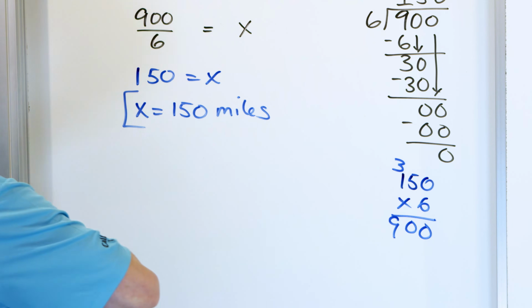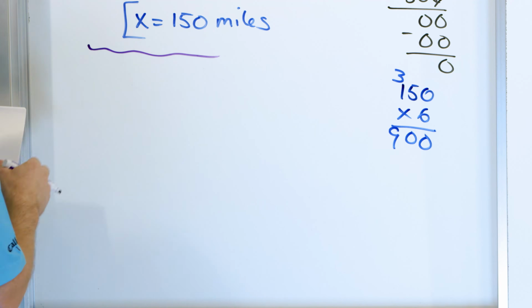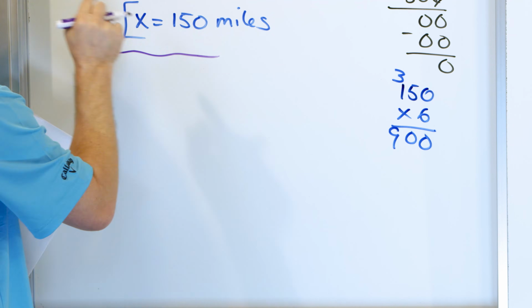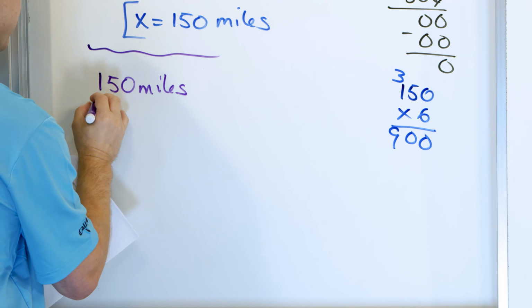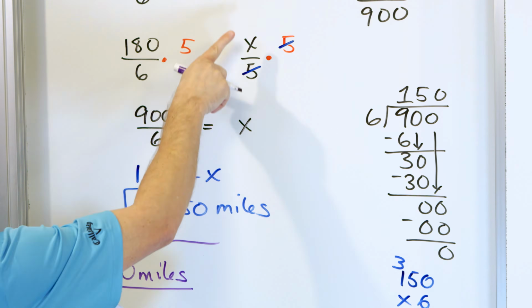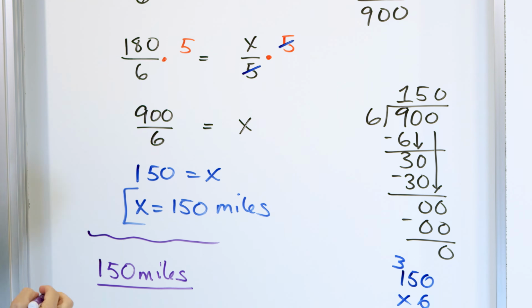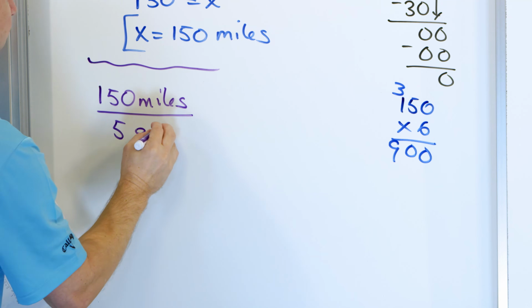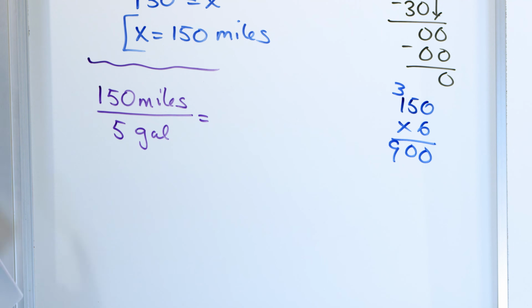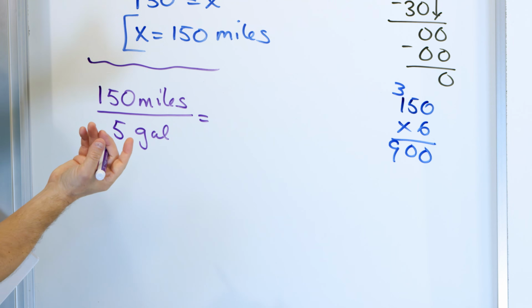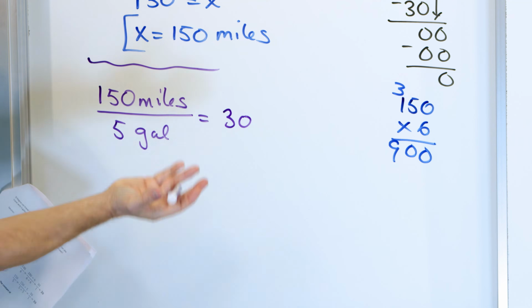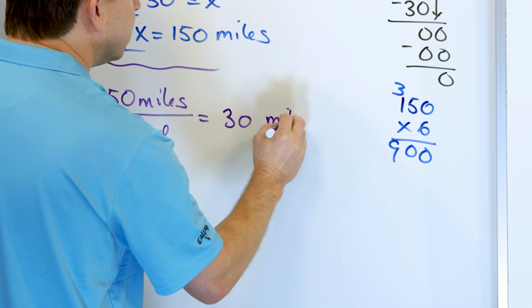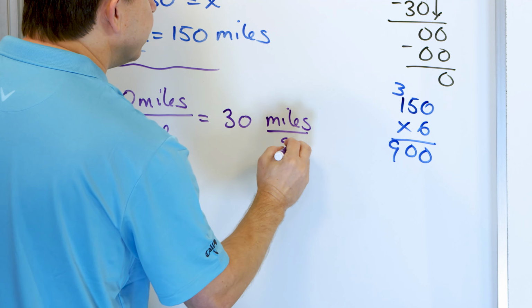All right, in this problem, I know that I've calculated that I went 150 miles, right? So I can make a ratio of 150 miles to 5 gallons because that's how far I went on 5 gallons, right? So notice I have units here, and this is division, 150 divided by 5. All right, 15 divided by 5 is 3, so 150 divided by 5 must be 30.